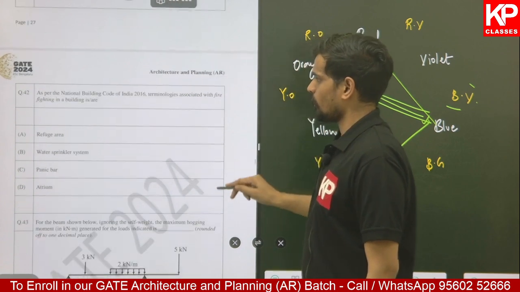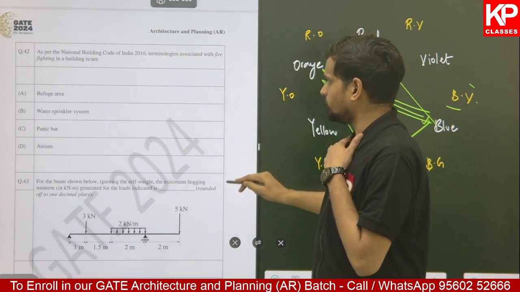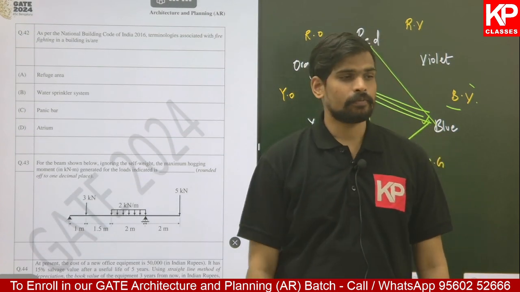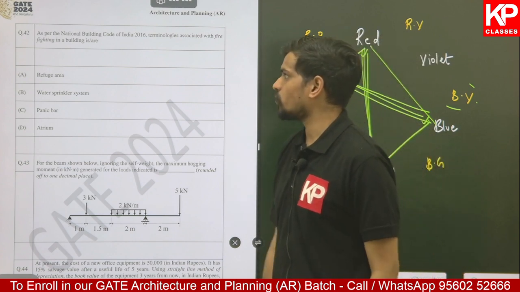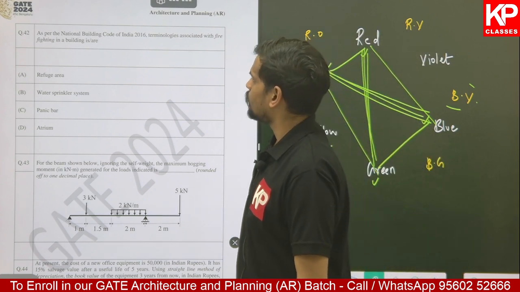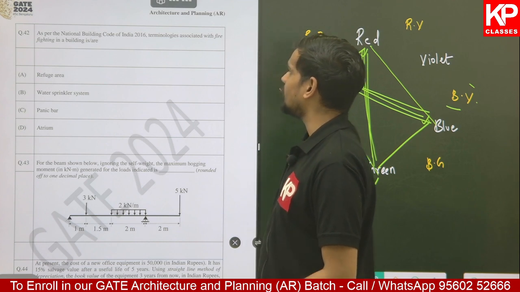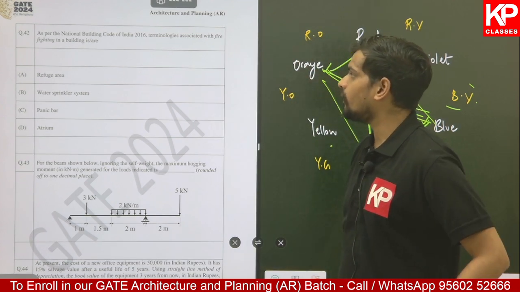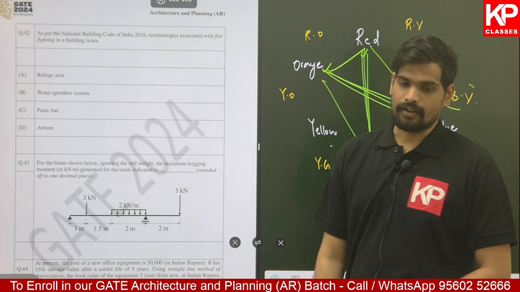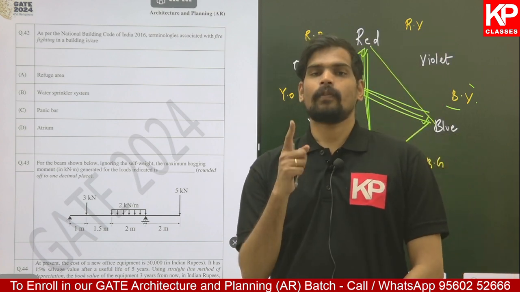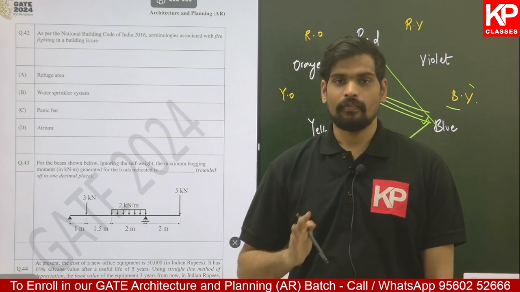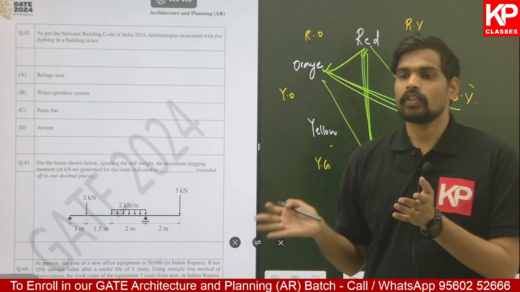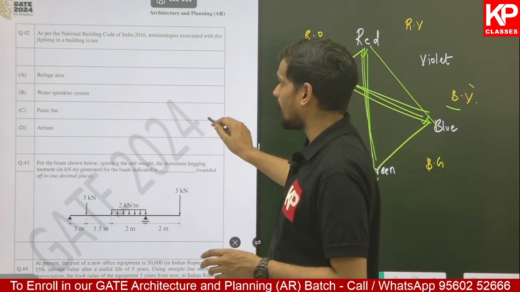The next one. This is the last multiple select question from the theoretical part of 2 marks questions of 2024 paper. As per the National Building Code of 2016, terminologies associated with firefighting in buildings is or are. Part 4 of NBC volume 1 is fire and building safety. They're asking which of these terms relate to fire safety and firefighting in buildings.